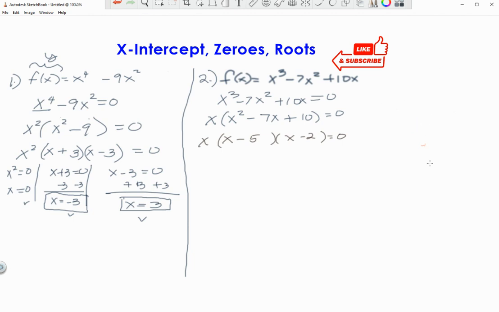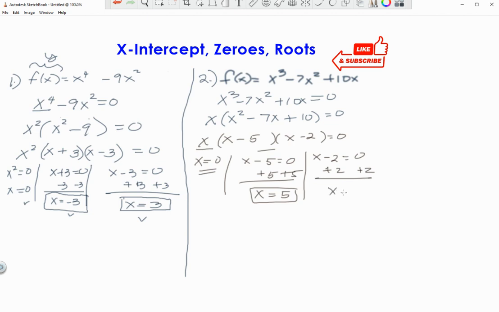Now that you have the factors, each one that has some sort of x, you can equate to 0. So you can say x equals 0 for the first factor, then x minus 5 equals 0 for the second factor, and then x minus 2 equals 0. For each one, this is already solved. Plus 5 here, so therefore your x equals 5. That's the second one. And then plus 2, therefore your x equals 2. That is the third one. So for the second example, you have three x-intercepts.